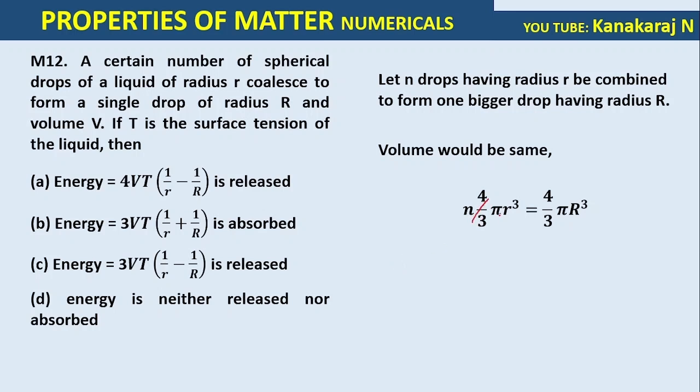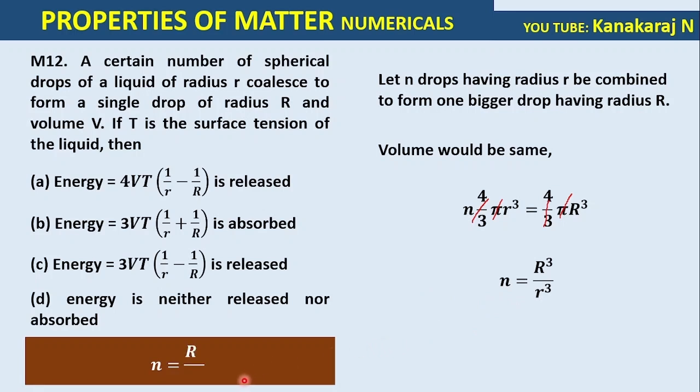4 by 3, and pi and another pi. So we have a relation here: n equals capital R cube divided by small r cube. We will be using this relation in our future steps, therefore we are keeping it here. n equals capital R cube divided by small r cube.